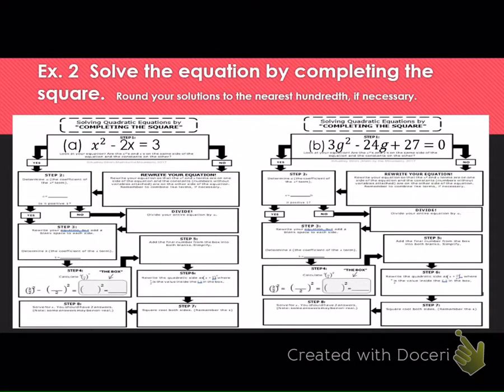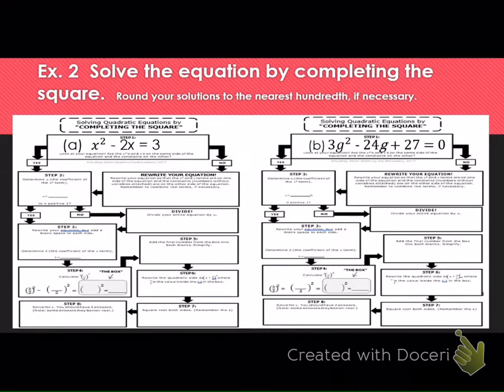So let's look at example 2. And I want you to notice it says, solve the equation by completing the square. Round your solutions to the nearest hundredth if necessary. So we're not going to have to do upside down division. We're actually going to be able to give decimal answers if we have to. So turn those notebooks sideways and let's follow the flow chart.